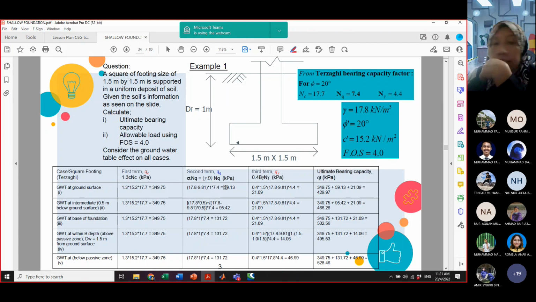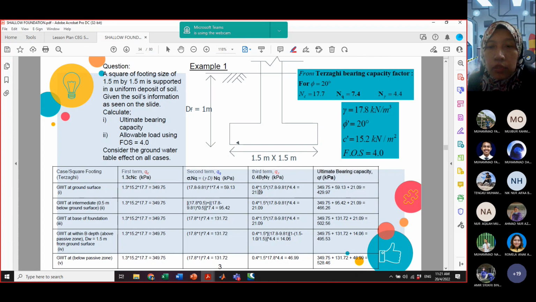Kemudian untuk second term, sebabkan water table at the ground surface, so kita akan guna effective unit weight. So you akan nampak kat sini unit weight soil 17.8 tolak dengan 9.81. Nq berapa? Okay, Nq 7.4, Df founding depth. Sebab kita nak dapatkan overburden pressure efektif kan. So gamma efektif darab dengan Df. 17.8 tolak 9.81 darab 1 is the effective overburden pressure. Darab dengan Nq dapat 59.13.